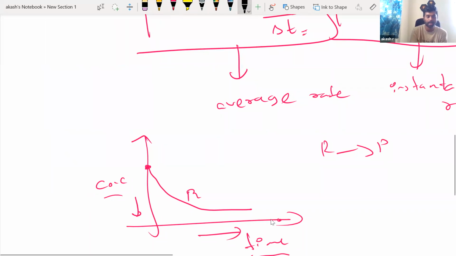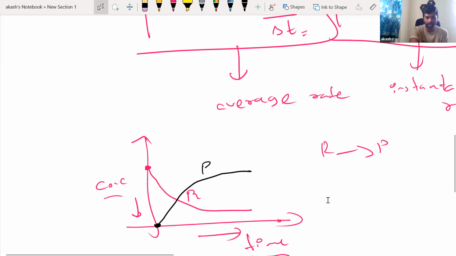I will use some other color for product. Say initially at time t is equal to 0, there was no product, so the concentration of product was 0. Now as the time progresses, we see that the concentration of product keeps on increasing. This is for product.